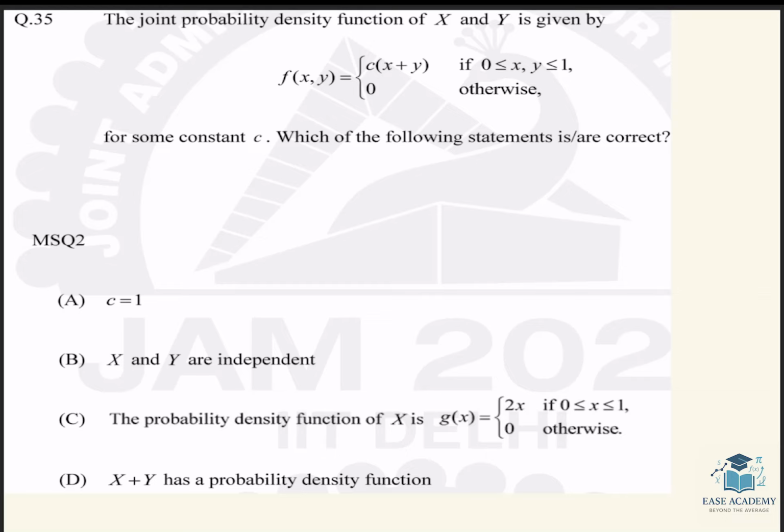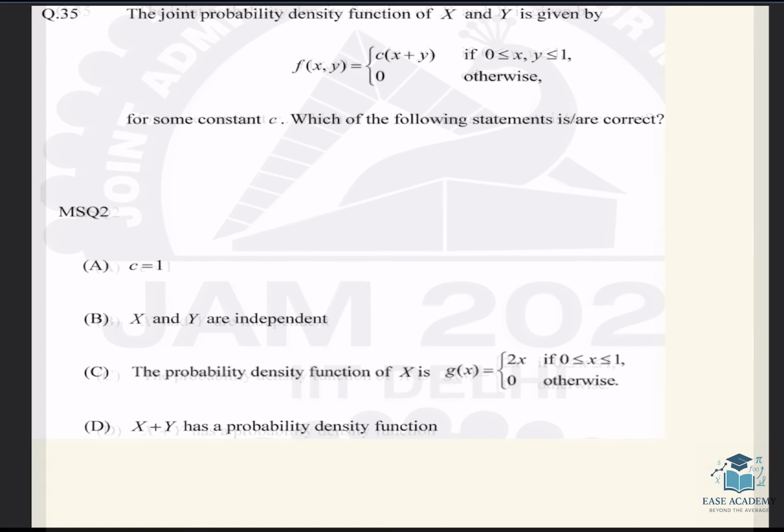Question number 35 of IIT JAM 2025 MS paper. The question is, as we have a joint probability density function of x and y as this for some constant c, and there can be more than one correct option. We have to find the value of c firstly.